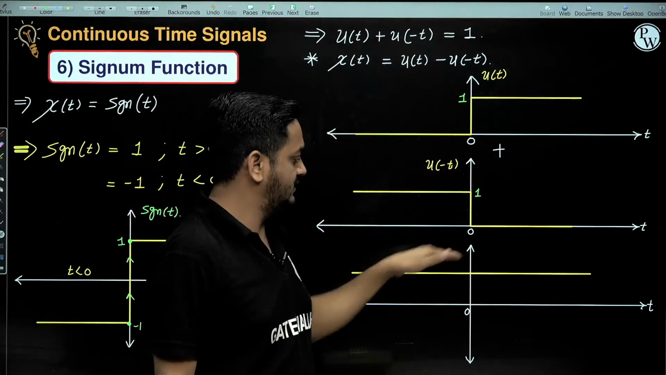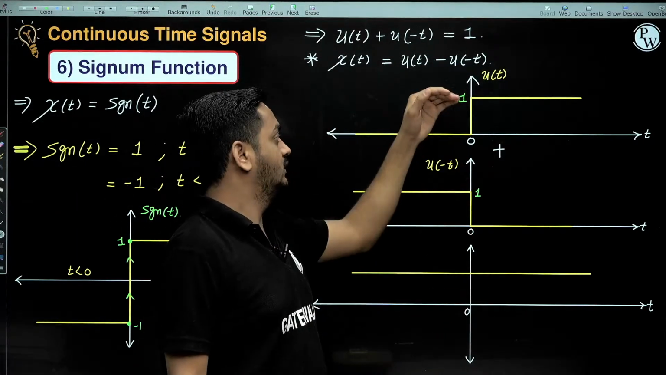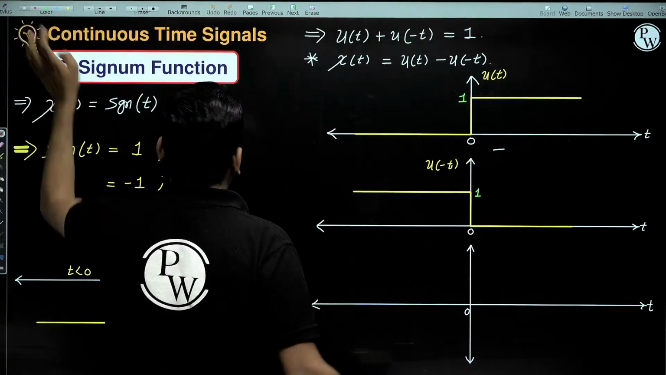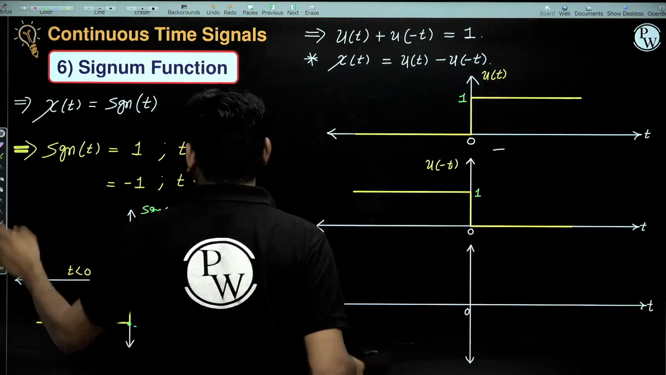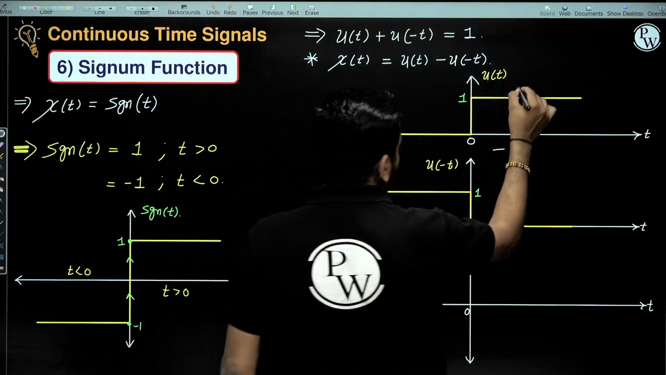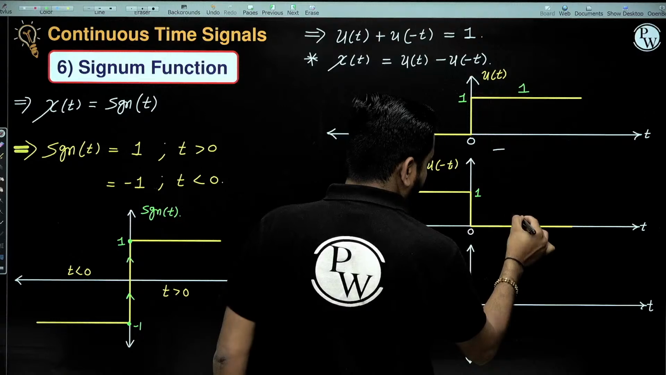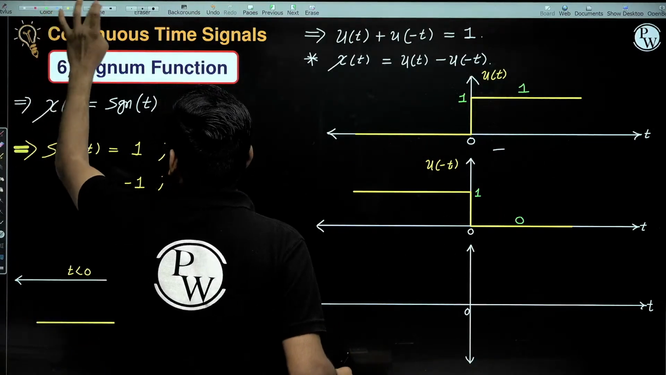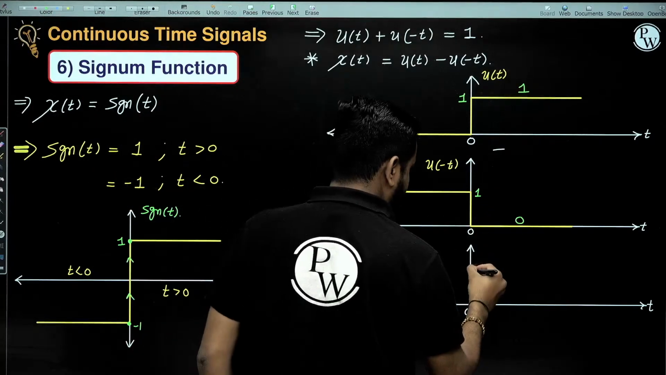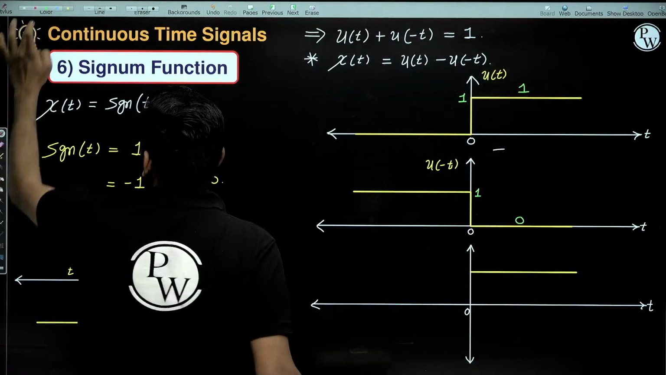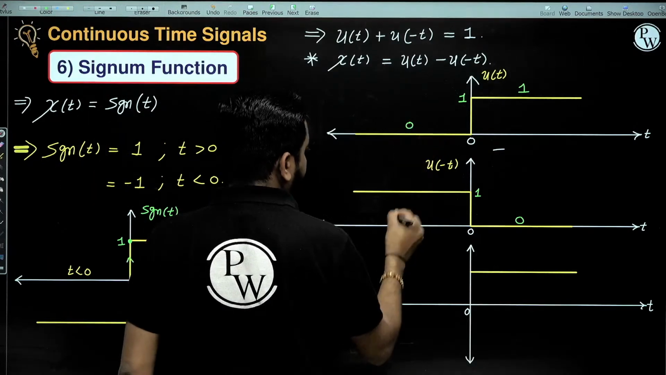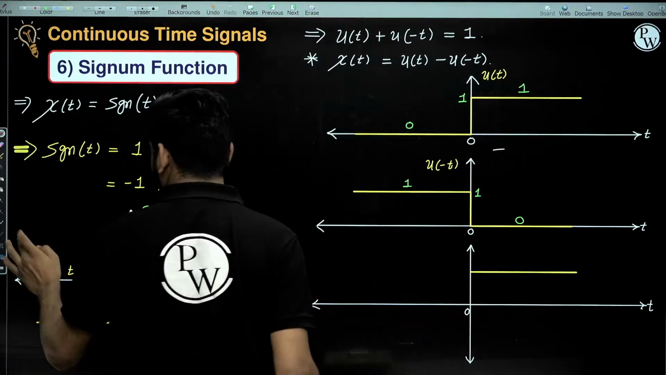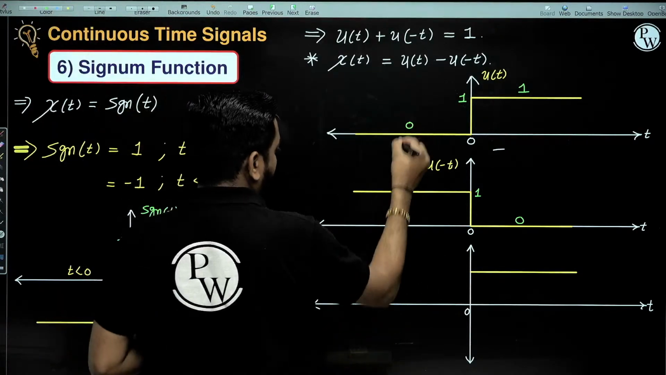u of t plus u of minus t is 1 for all t, but what about u of t minus u of minus t, guys? If you do the subtraction, then what will happen? For t greater than 0, amplitude is 1, so 1 minus 0, it is 1. And for t less than 0, it is 0 minus 1, which is minus 1.